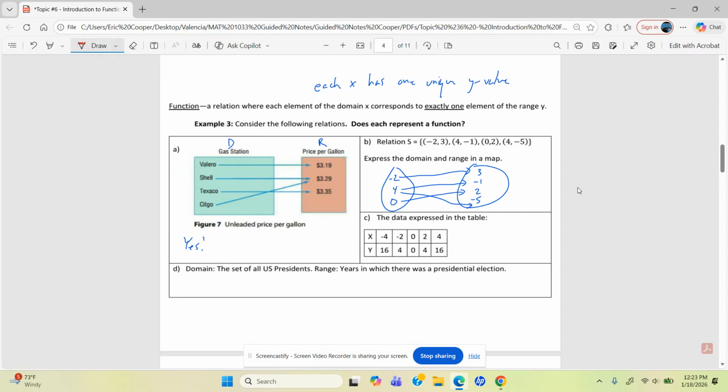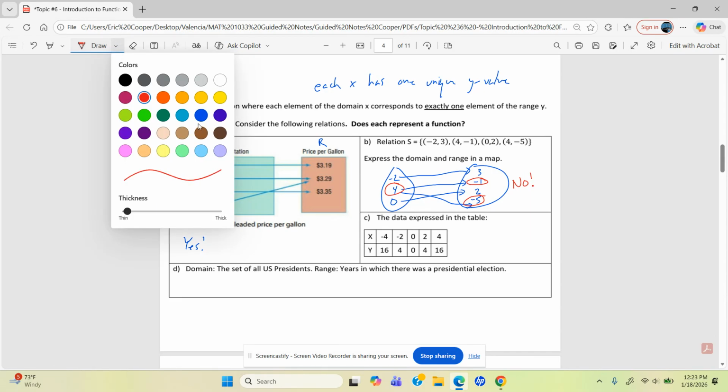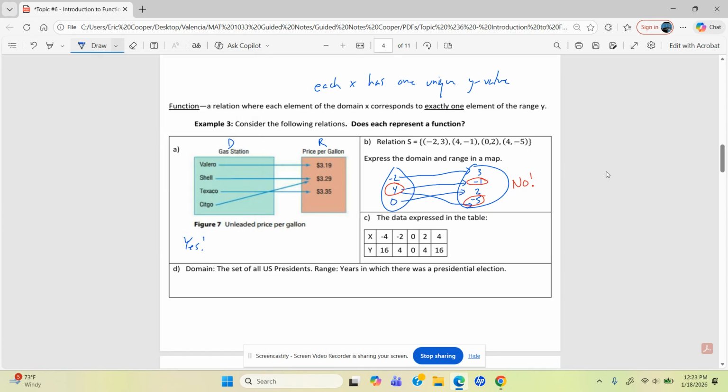Now if you notice over here, 4 is going to both -1 and -5. One x value is going to two different y values. So is this a function? No. That x value cannot go to two different y values. The same x value can only go to the same y value. It cannot go to different ones. Here we have a table. X again is the domain, and y is the range.